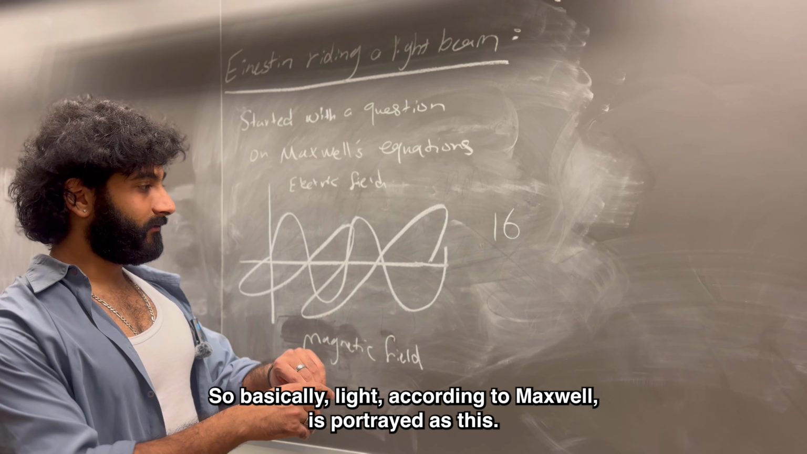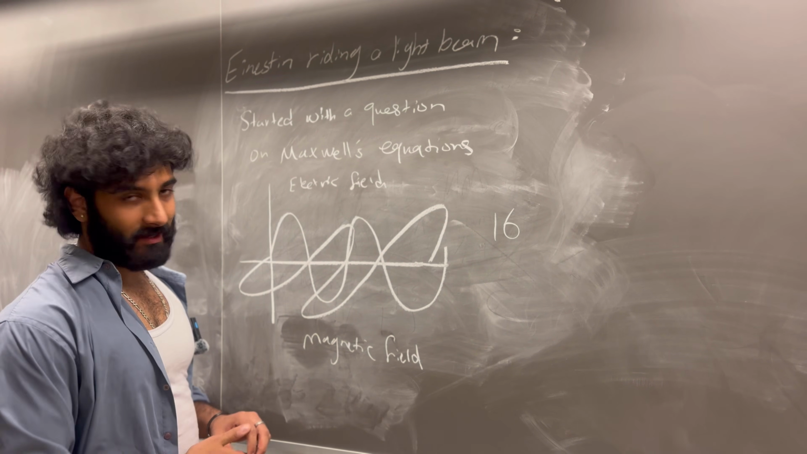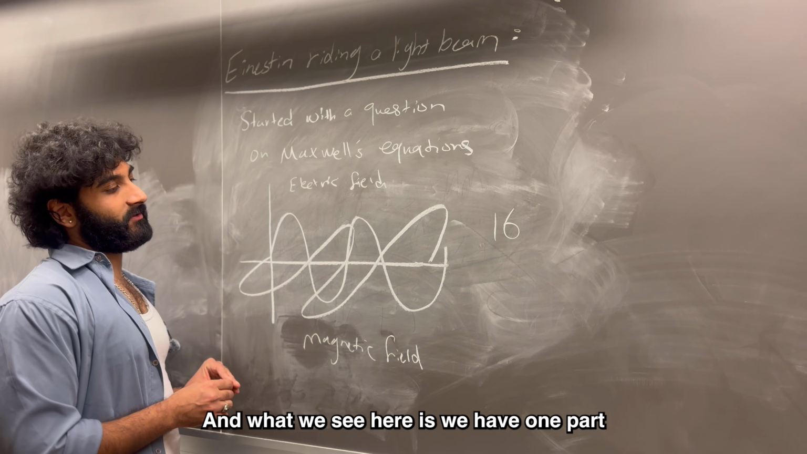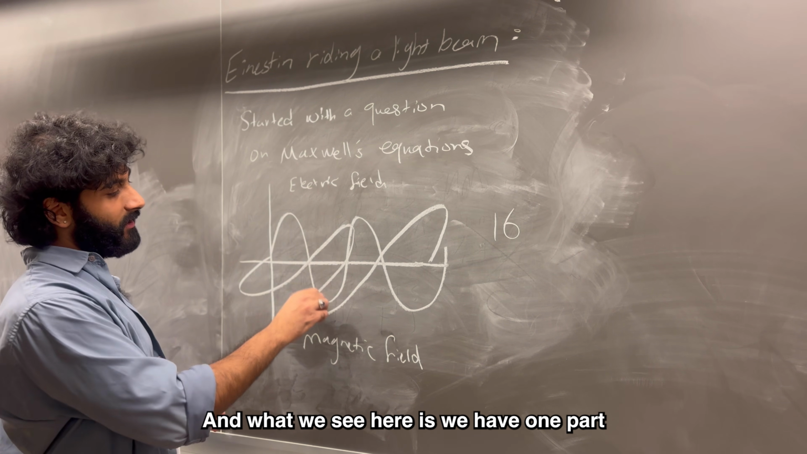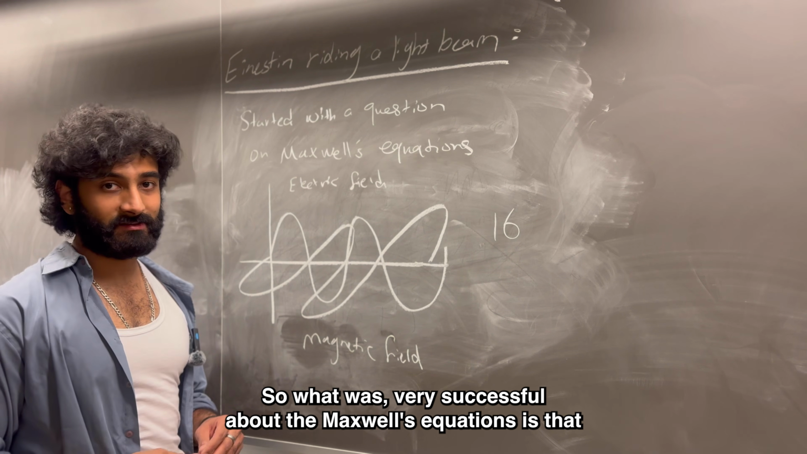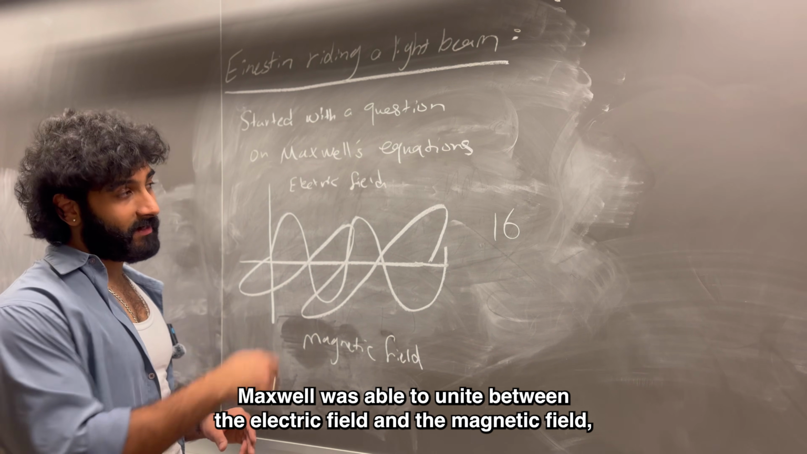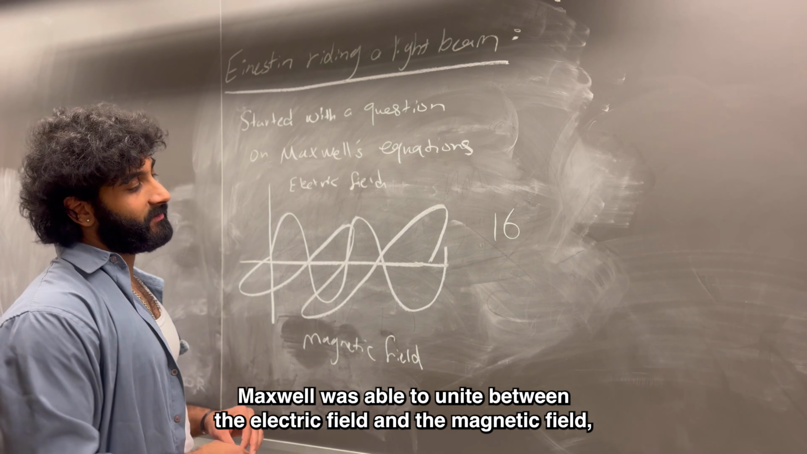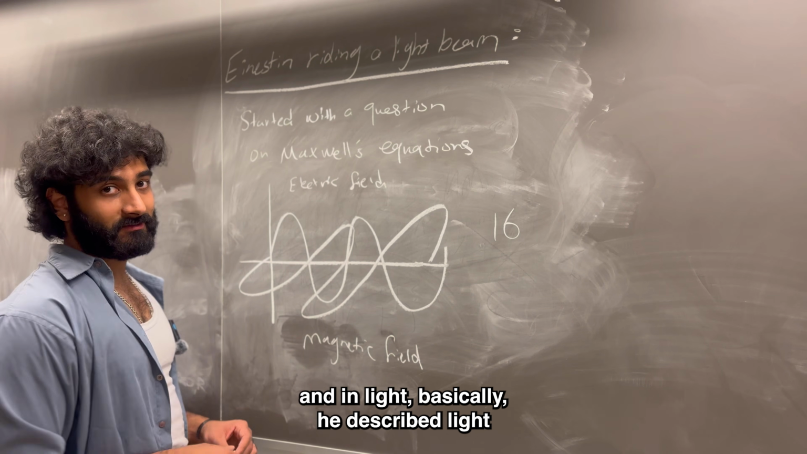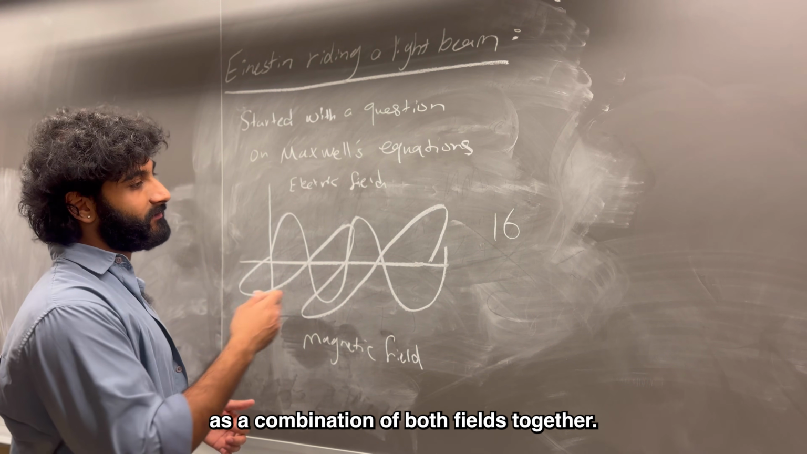So basically, light, according to Maxwell, is portrayed as this. This is a simple diagram of how light works. What we see here is that one part is the electric field and the other part is the magnetic field. What was very successful about Maxwell's equations is that Maxwell was able to unite the electric field and the magnetic field in light. Basically, he described light as a combination of both fields together.